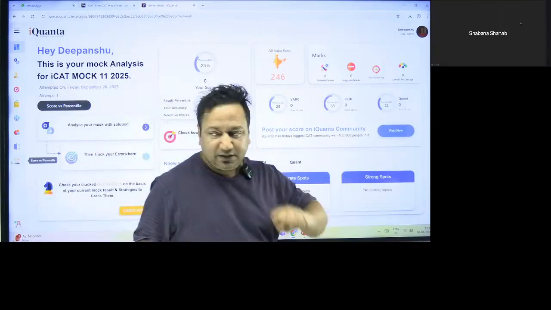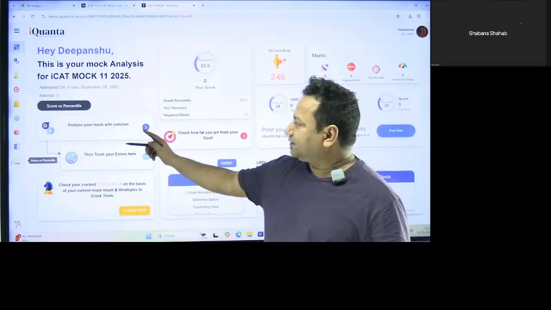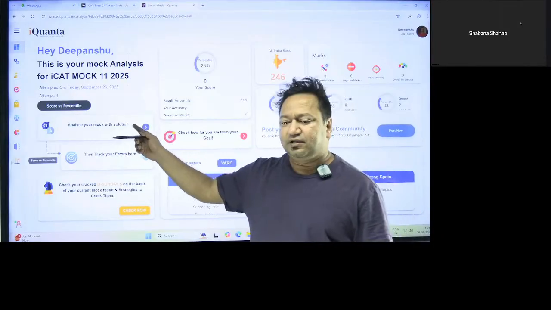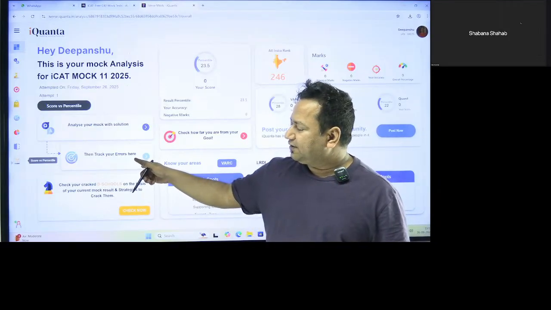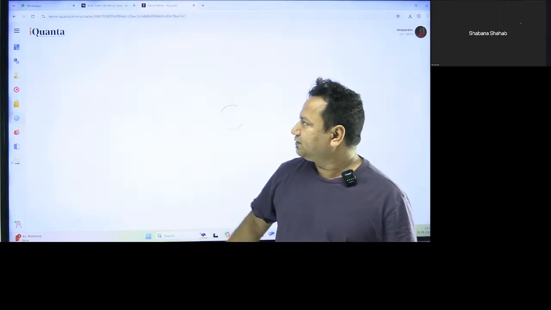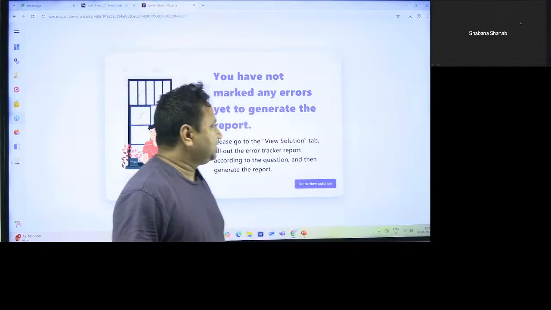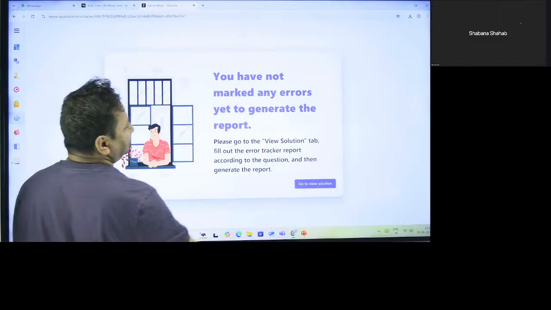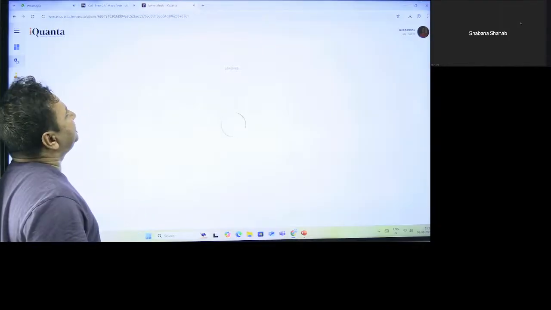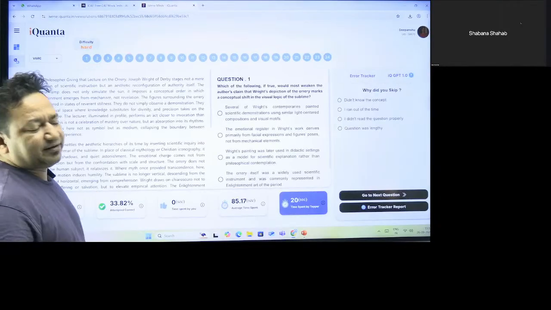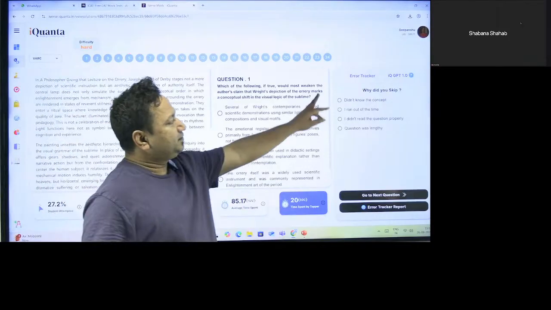All right. Here you can analyze your mock with solution. You click here, you will get the textual solutions as well as video solutions. If you click over here, you'll get your errors. I'll just show you how that happens. So this is how it goes. Because he has not marked anything, he won't be able to fill in the error tracker report. But this is how it looks.